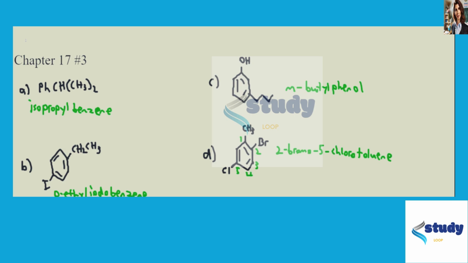That's the names for all 4 of these. There are rules that we have to follow to do that. They're listed immediately above this problem in the textbook. And that's the answer to Chapter 17, problem number 3.